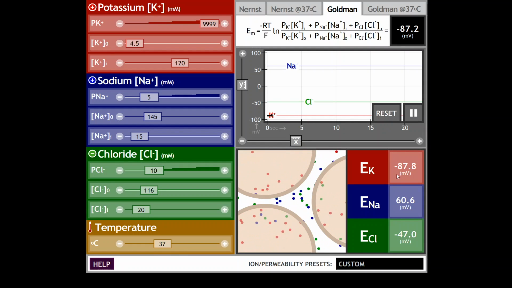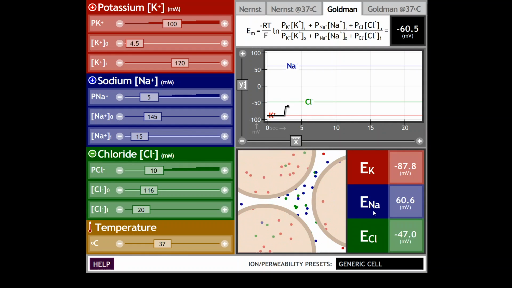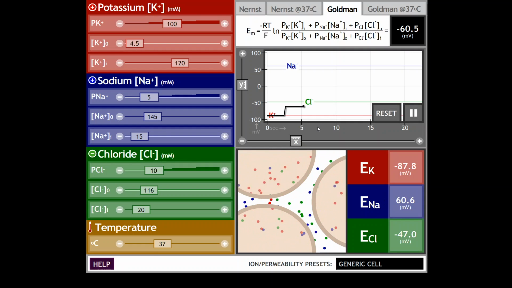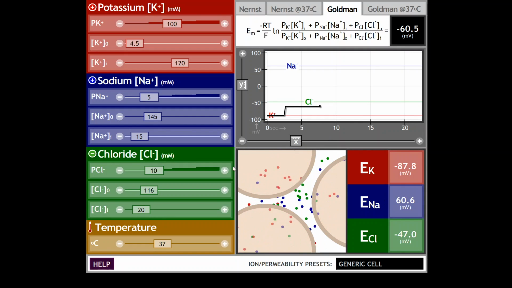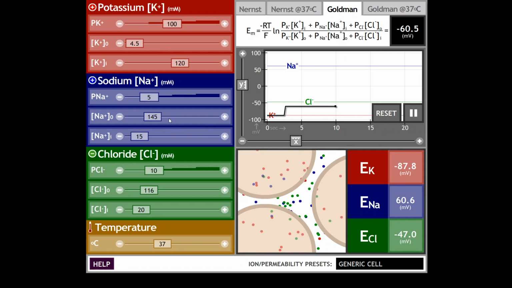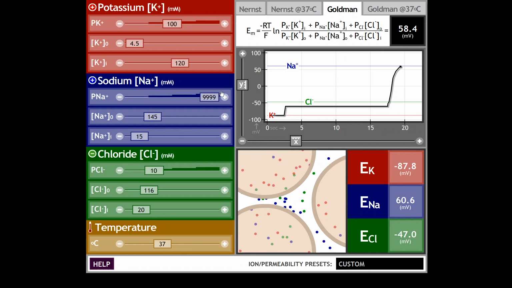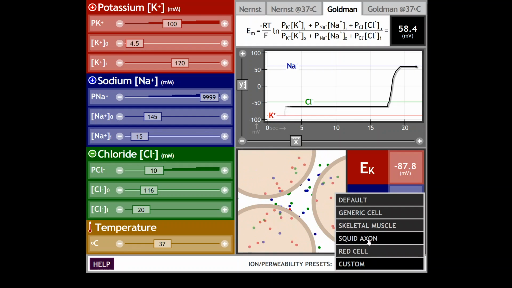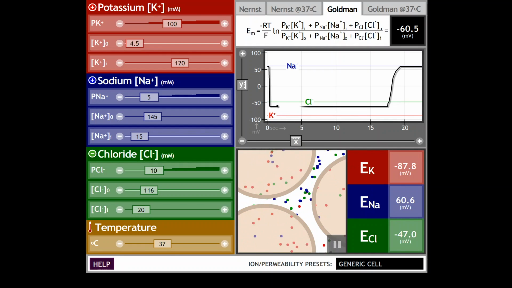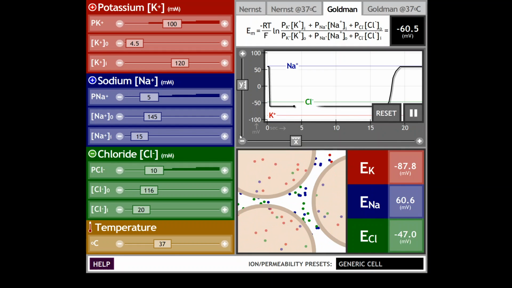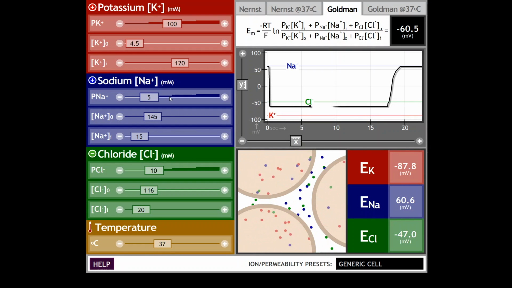So let's reset. Actually, let's reset this back to a generic cell, and you can adjust other things. So you can say, okay, well, what if we open a bunch of sodium channels? Well, then you should expect the membrane potential to become closer to the equilibrium potential of sodium, and in fact, that's what happens when we crank that number up.